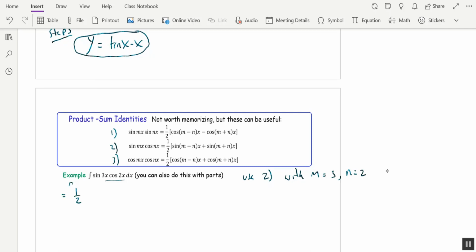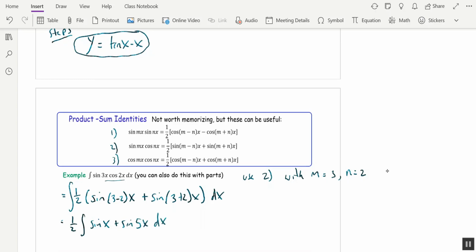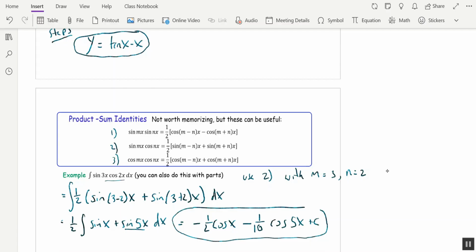So this is the integral of 1/2 times sine of m minus n, so 3 minus 2, x, plus sine of m plus n, 3 plus 2, x, close parentheses, dx. Let's clean that up. I'm going to pull the 1/2 out. This is sine x plus sine of 5x dx. And now we can just integrate. The integral of sine is negative cosine, so I'll distribute that 1/2: negative 1/2 cos x, and then another minus, and a 1/5 comes out of this, 1/10 cos 5x plus c. And that is the end of this section.